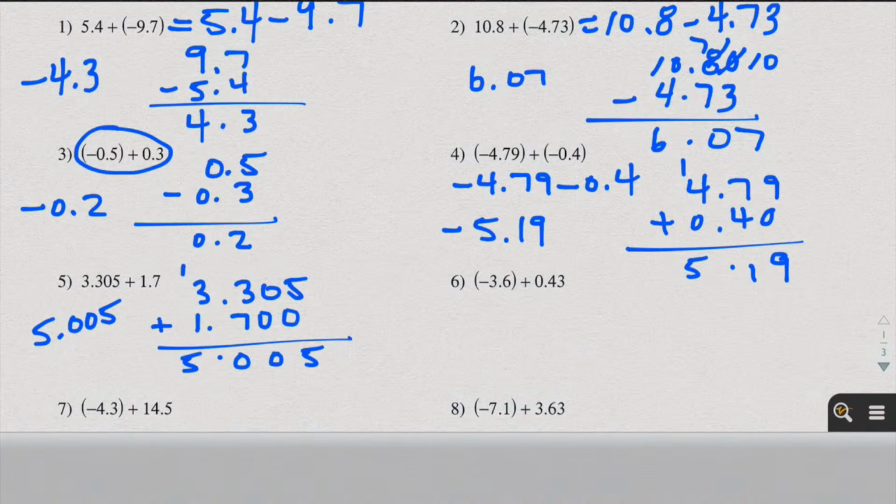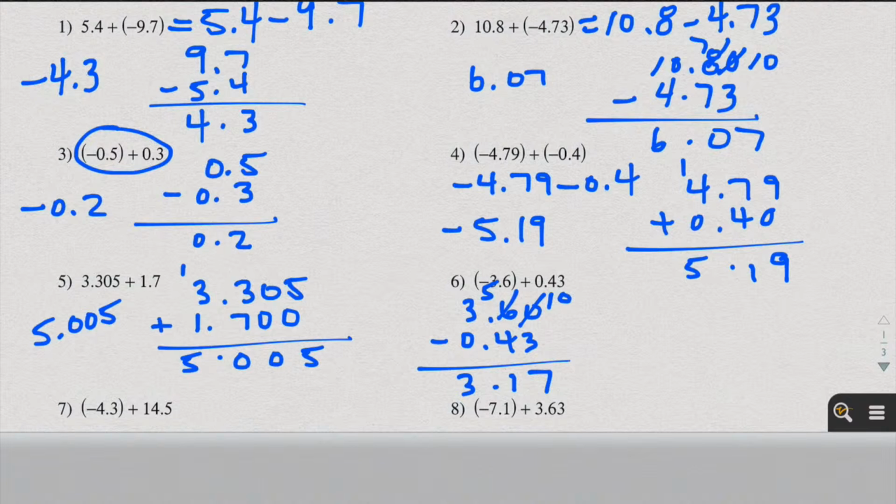Okay, number 6. Negative 3.6 plus 0.43. Because the signs are different, we're going to find the difference between the two. So we get 3.6 minus 0.43. Make sure you put that 0 up there. This 6 becomes a 5, and this 0 becomes 10. 10 minus 3 is 7. 5 minus 4 is 1. Then we get a 3 here. We get 3.17. In the original problem, it says negative 3.6 plus 0.43. Because the 3.6 is greater than 0.43, we use the sign associated with 3.6, which is a negative, so we get negative 3.17.